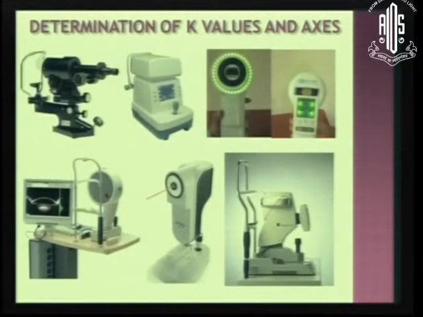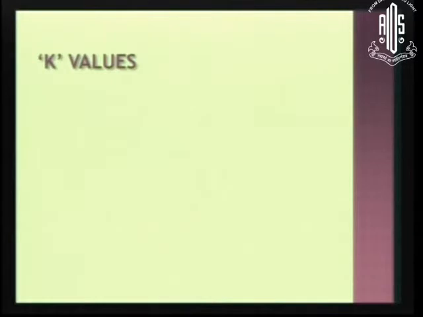There are various keratometers which are available in the market to determine your astigmatism. You don't have to buy all of those. Choose the ones which you have, but have at least two. Have a manual and at least an automated K. And let us look at why.